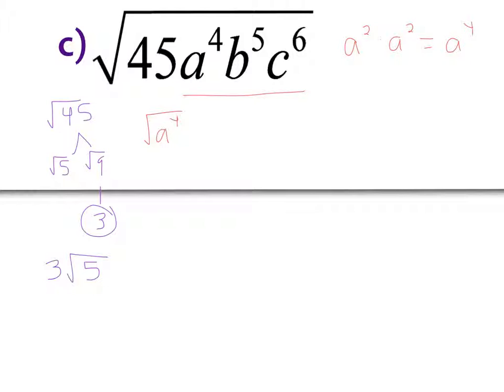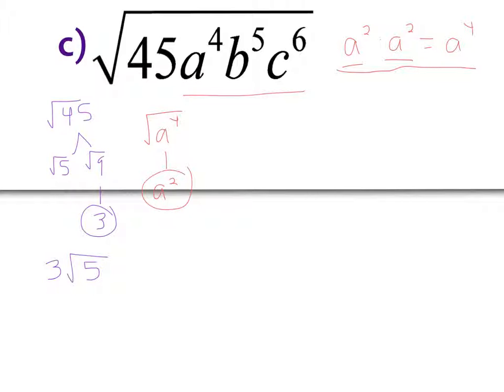Because if you think about the square root of a to the fourth, if you look right up here at what I wrote down, a squared times a squared gives me a to the fourth. So I want to cut in half a to the fourth, and the square root of a to the fourth is a squared. Again, because a squared times a squared gives me a to the fourth.